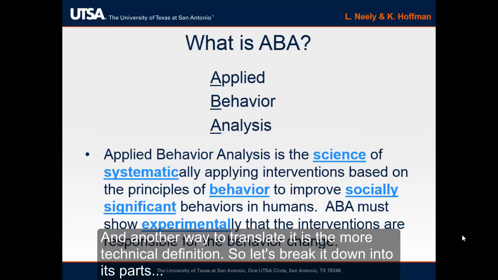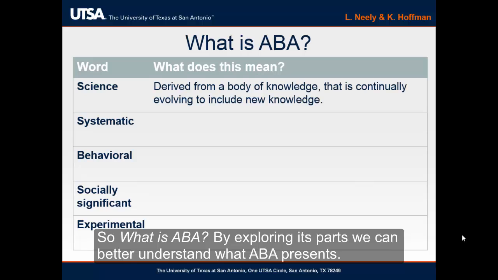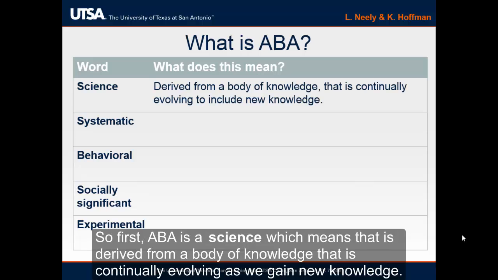And another way to translate it is the more technical definition. So let's break it down into its parts. So what is ABA? By exploring its parts, we can better understand what ABA presents. So first, ABA is a science, which means that it is derived from a body of knowledge that is continually evolving as we gain new knowledge.